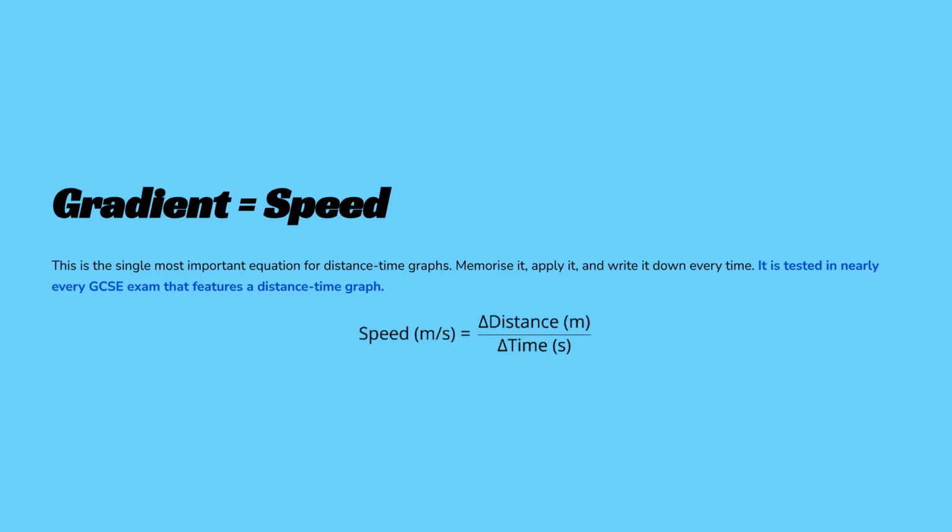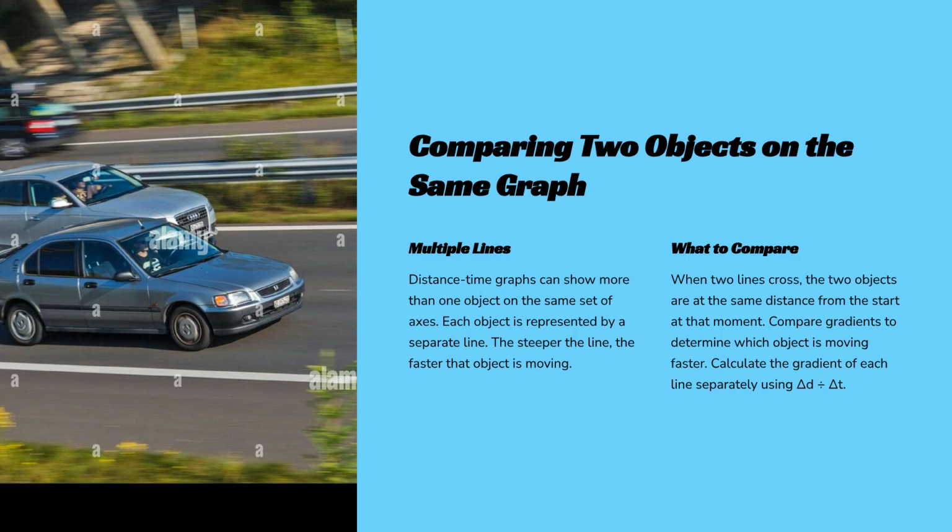Remember this core concept: the gradient of a distance-time graph is equal to the speed. It is one of the most frequently tested principles on GCSE Physics papers. When comparing 2 objects, the steeper line indicates higher speed. If lines cross, both objects are at the same distance at that specific moment in time.